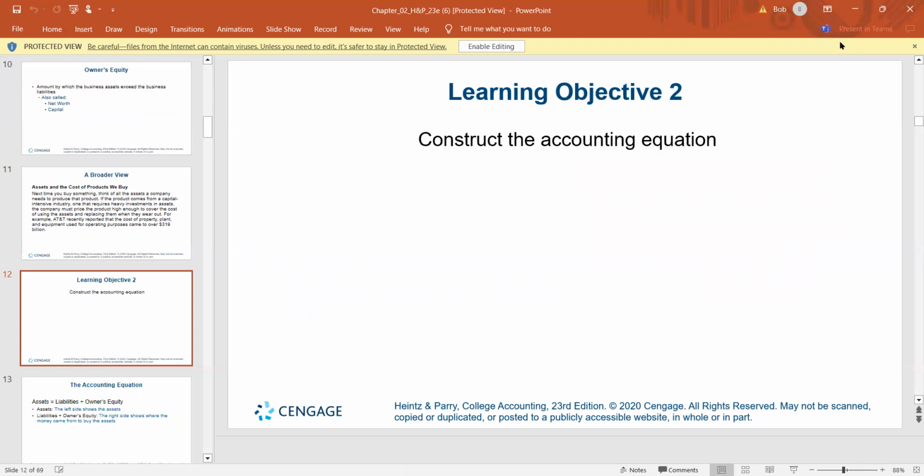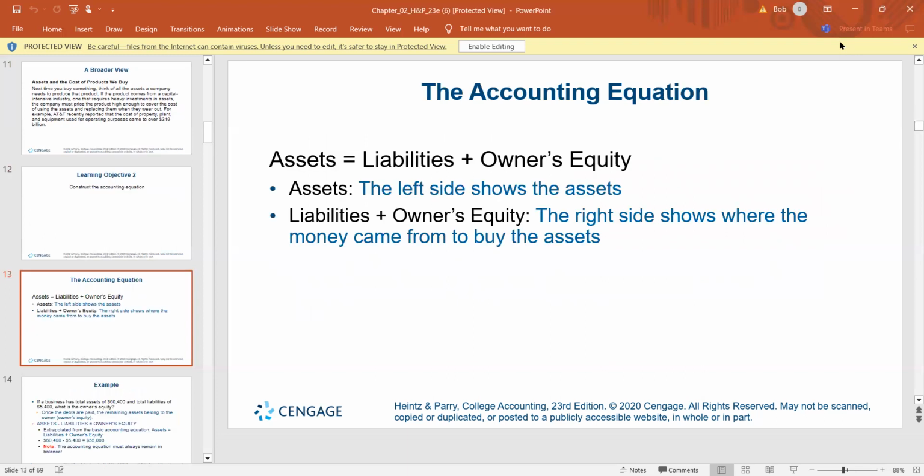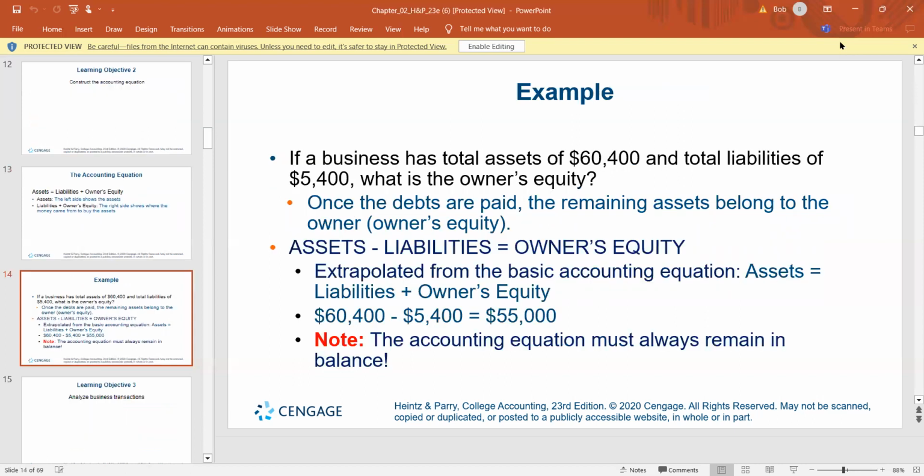Construct the accounting equation. Take a look at it now for the first time, the accounting equation. Assets equal liabilities plus equity. Assets equal liabilities plus equity. So assets are on the left, the others are on the right. Assets equal liabilities plus owner's equity. Never forget that.